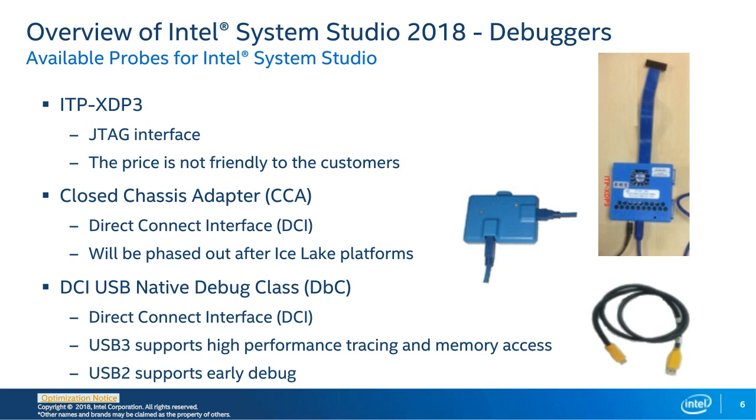Unfortunately, with the powerful debugging capability, CCA has some hardware limitations. It requires the target platform to provide a USB 3 port without signal redriver, hub, nor retimer. This hardware requirement restricts customers' products on form and on spec. So, Intel decided not to support CCA anymore after Ice Lake platforms. The alternative DCI probe solution is called DCI USB native debug class. It has two types, USB 3 and USB 2.